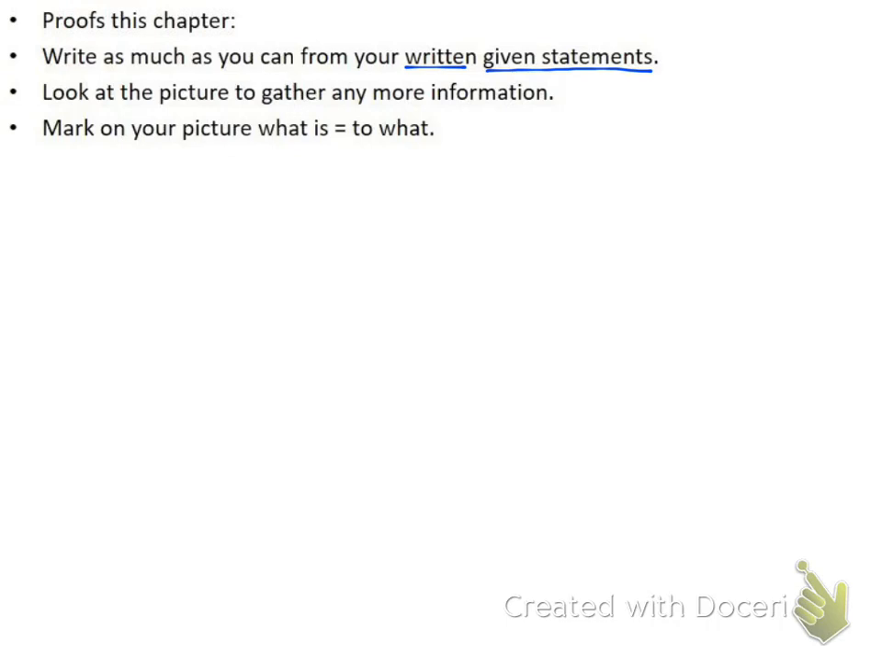The second thing we want to do is look at our picture. In our picture, we can use vertical angles and we can use the reflexive property. Reflexive property is a segment or side length that is the exact same side length in both of our triangles, and vertical angles is when my picture looks like a bow tie or an hourglass. And then the last thing is, as we do this, we want to mark on our picture what is equal to what. So we want to actually draw it on our picture because that'll help us as we're trying to prove triangles are equal.